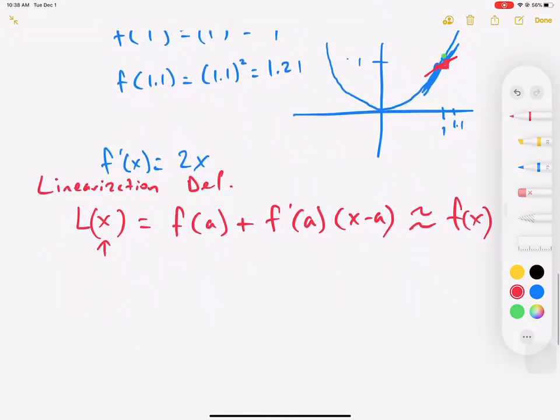Okay? What is A? A is our easy point. Okay? A is our easy point. X is the actual point.